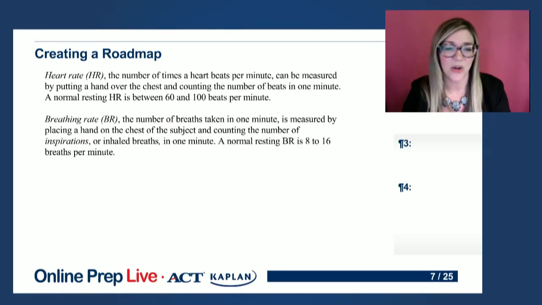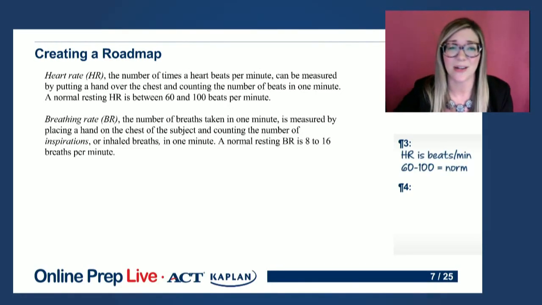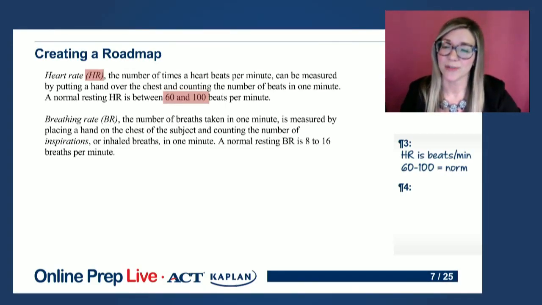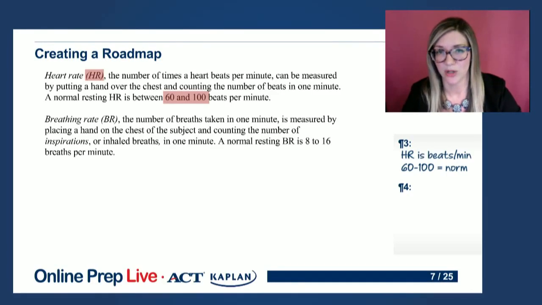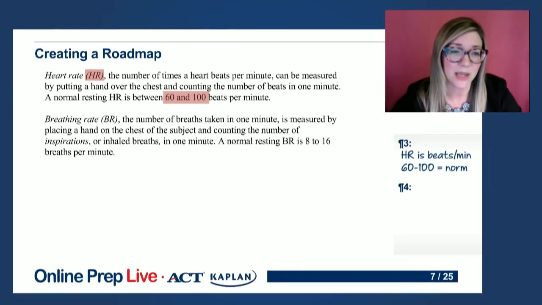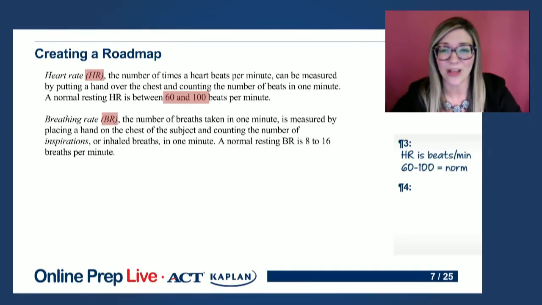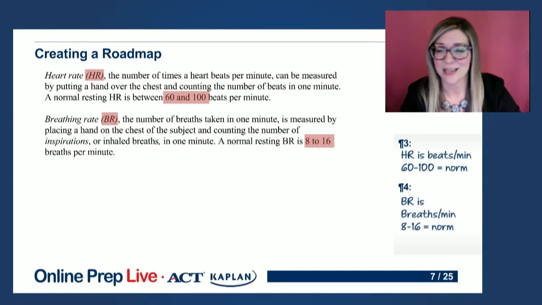Just like the last paragraph we read, these are the types of things we want to jot down in the margins. We can even highlight or underline in some way for ourselves those abbreviations and any of the values given to us. Now, paragraph 4, the structure looks very similar. Very similar. So what's the only thing that changes here? The structure of it's the same. The only thing that's changing is the topic that we're talking about. It's talking about breathing rate, abbreviated as BR. Again, we're getting the definition, we're getting how it's measured, and we're getting our normal values. So we can jot these down and keep on rolling.